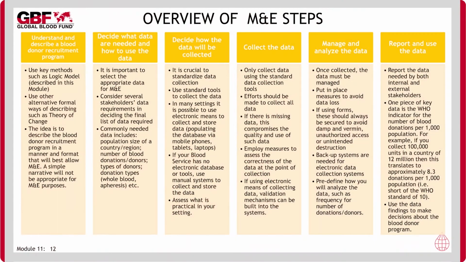There are 6 M&E steps required. The first step is the need to understand and describe a blood donor recruitment program. This is a critical stage and needs to be done in a standard and robust manner. Shortly, you will be taken through a logic model development process for the recruitment program, as this helps in understanding and describing this program in line with the minimal expectations from the M&E requirements.